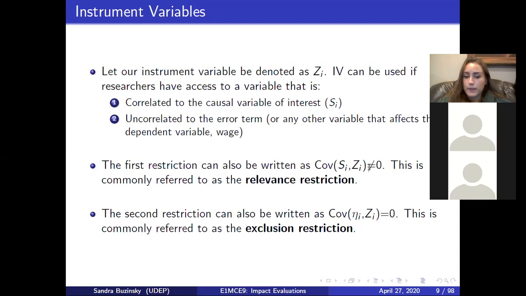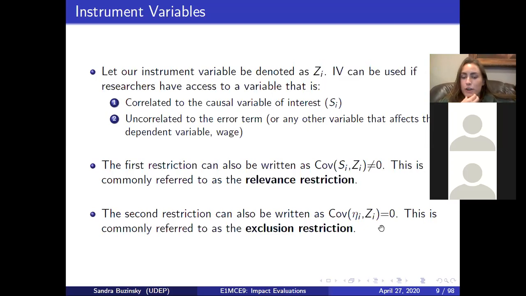And the second one can be written as the covariance of Ai, Zi is equal to 0. That's referred to as the exclusion restriction. This is about the selection bias problem, because if we didn't have this condition, it would be no different from using education on our outcome, as they're both related to ability somehow, or whatever variable is omitted. So we really need this instrument to be unrelated to other variables that might affect our outcome.